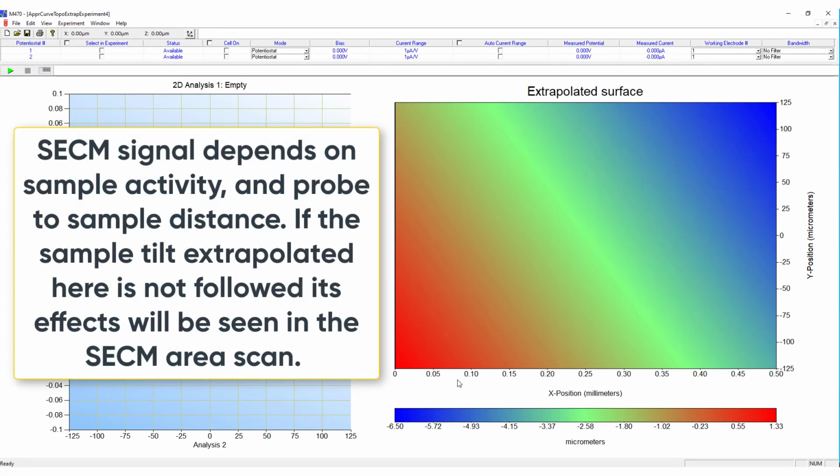The signal measured in SECM depends on sample activity and probe to sample distance. If the sample tilt extrapolated here is not followed, the effective tilt will be seen in the SECM area scan due to the changing probe to sample distance.